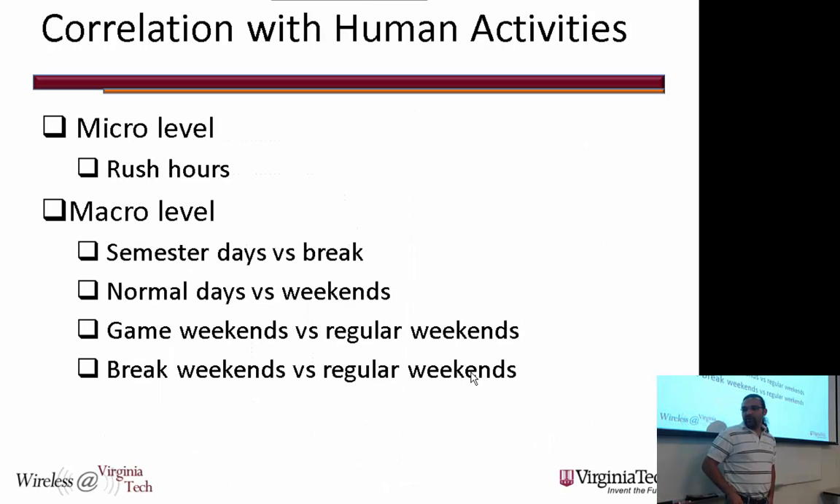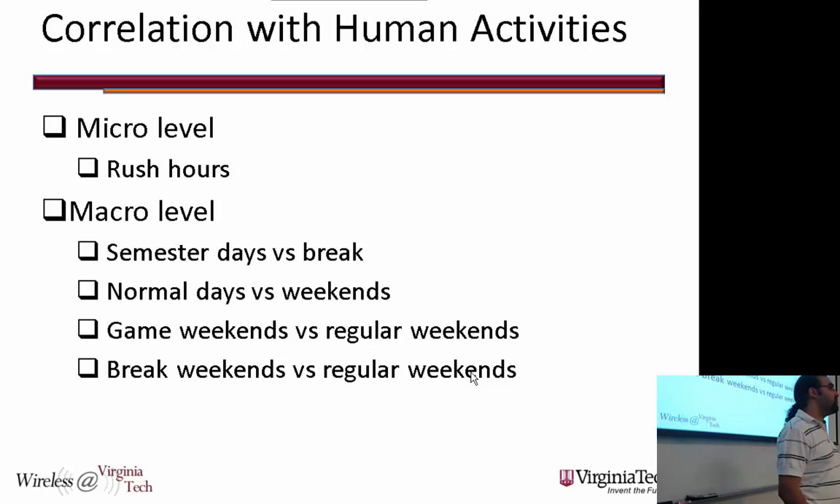Now let's talk about the correlation with human activities. Basically, if we look at it from a timing perspective, we want to look at, let's say, a micro level and macro level. Micro level, we can look at the rush hours per day, maybe the time between noon and 5 p.m. This is going to be the highest activities.